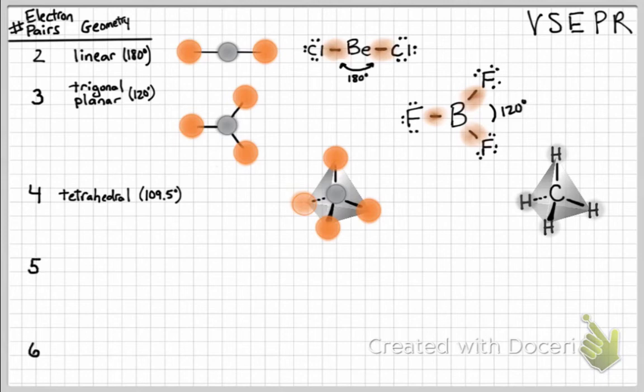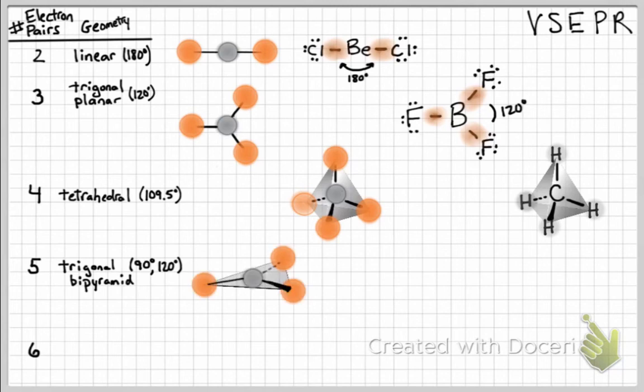Okay, so what about 5 and 6? Well, for 5, the geometry, the furthest away the electron pairs can arrange themselves is what is called a trigonal bipyramid structure, which ends up having 2 bond angles between the electron pairs, 90 degrees and 120 degrees.